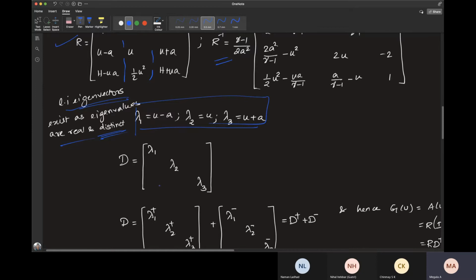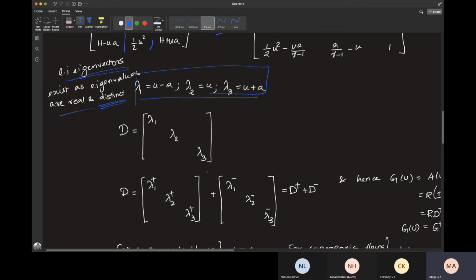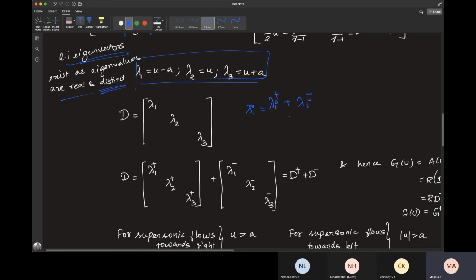So let us do Courant splitting. Here we can split this lambda i as lambda i plus and lambda i minus. That way we are putting all the positive quantities in one matrix and negative quantities in the other matrix. Thereby we get D, and we can split D as D plus and D minus.